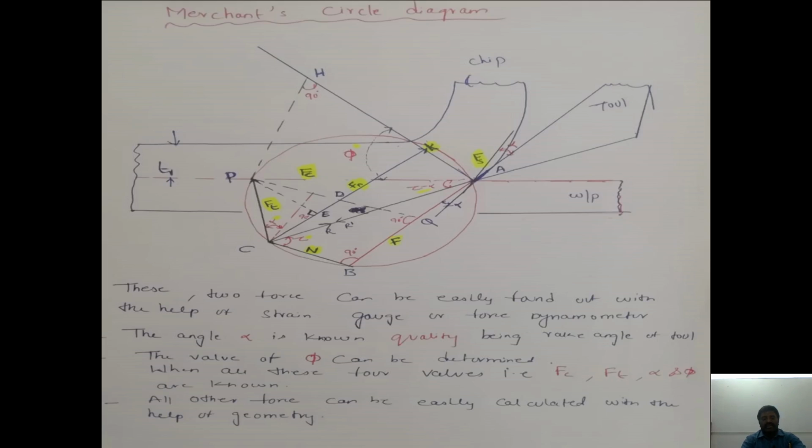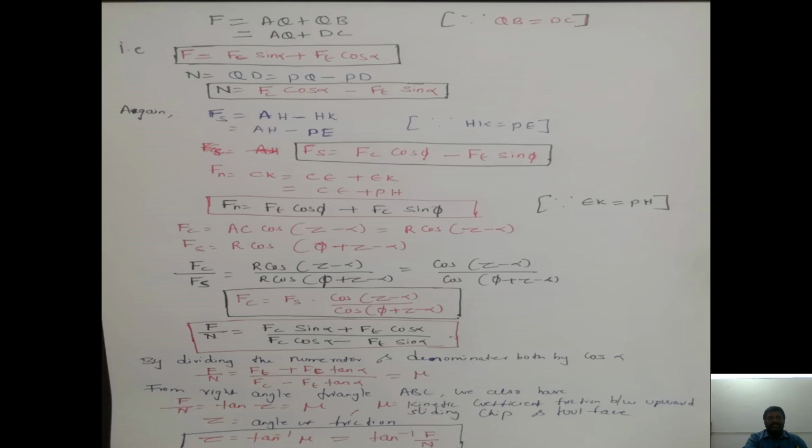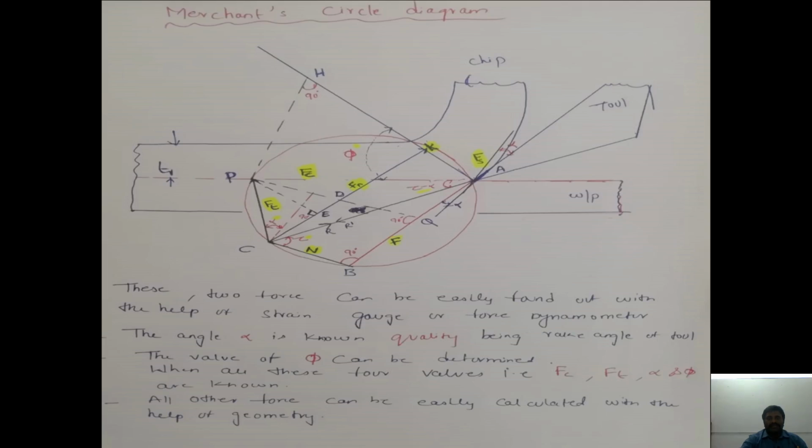Now coming to this, first we calculate F, then what the N force is, then Fs, Fn, then Fc and Ft. Now see here, F is equal to AQ plus QB. We can also say that QB is equal to DC, which makes an angle of 90 degrees; this is parallel. So AQ plus DC means F is equal to Fc sine alpha plus Ft cos alpha.